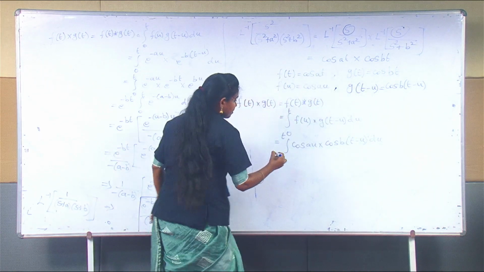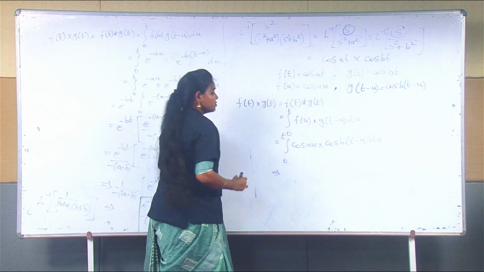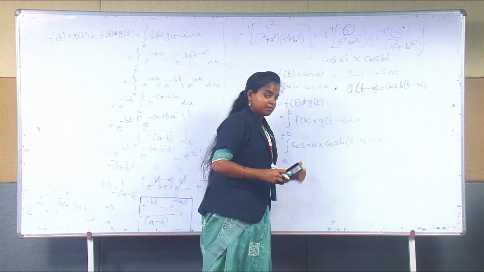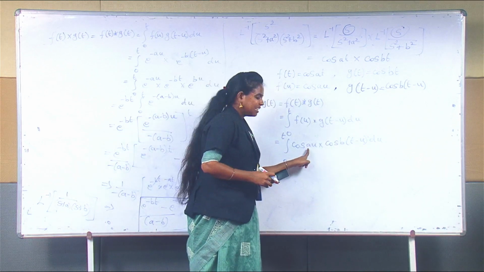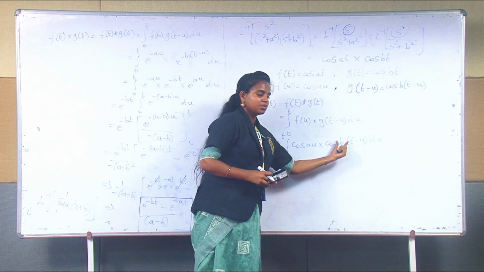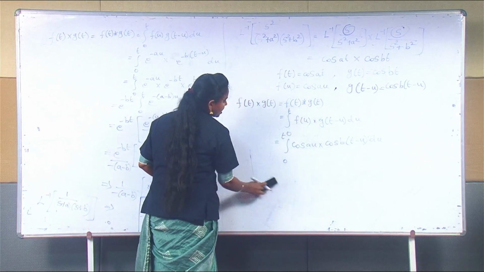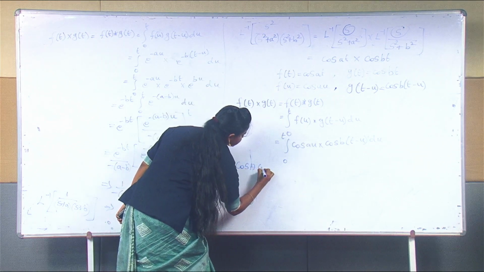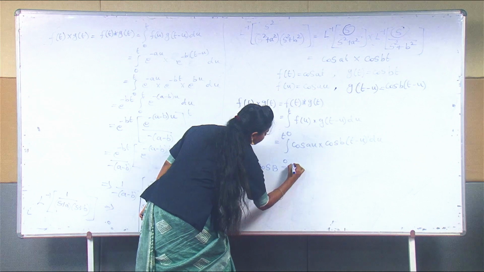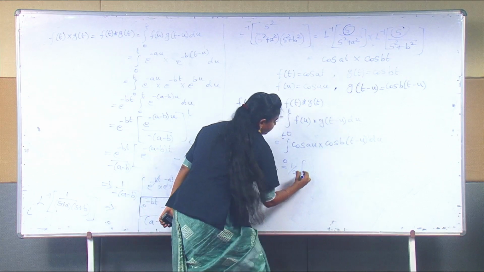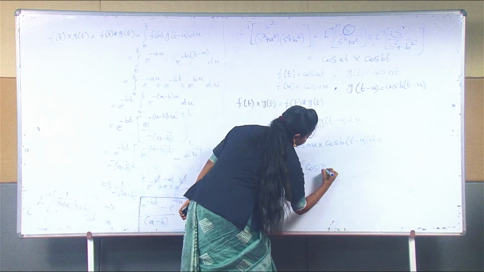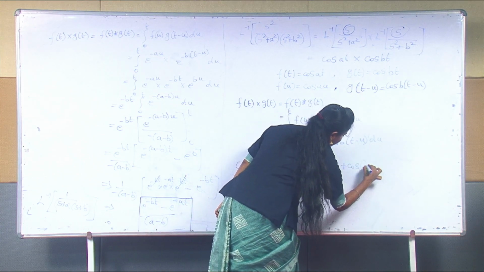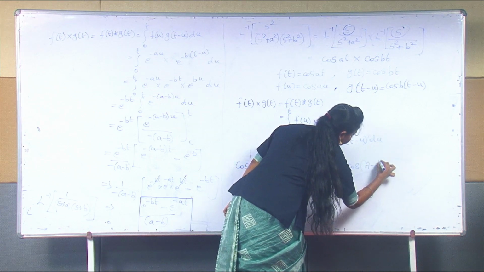Okay, here we are going to integrate. So, which formula can we use for these terms? Here we have the term cos A into cos B. What is the formula for cos A into cos B? The formula for cos A into cos B is 1 by 2 into cos of A plus B plus cos of A minus B.